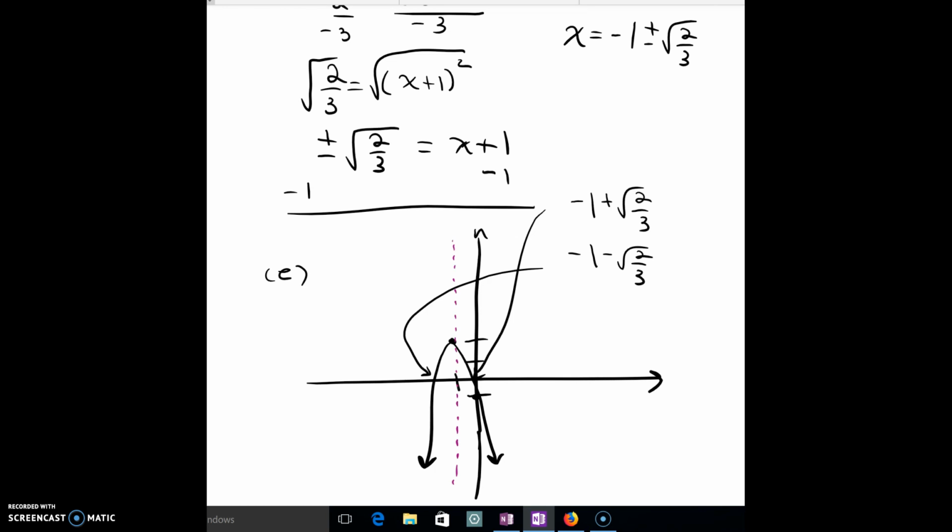And what we're going to do is use calculators to help us estimate them. So when I get on my calculator, I'm going to type in negative 1 plus the square root of 2 divided by 3. And that gives me a decimal approximation of negative 0.18. You can see it's really close to 0, but on the left side of it, so that makes sense. And then I'm going to type into my calculator negative 1 minus the square root of 2 divided by 3. And for that, I get negative 1.8. And that's what this one over here represents, at negative 1.8.